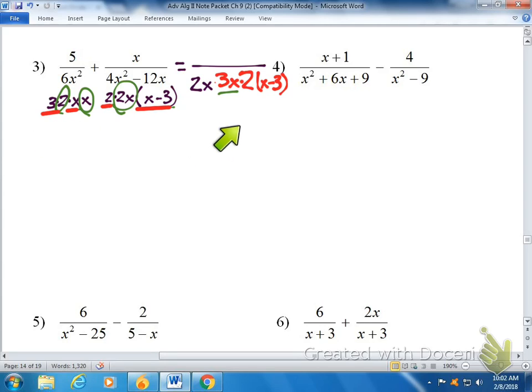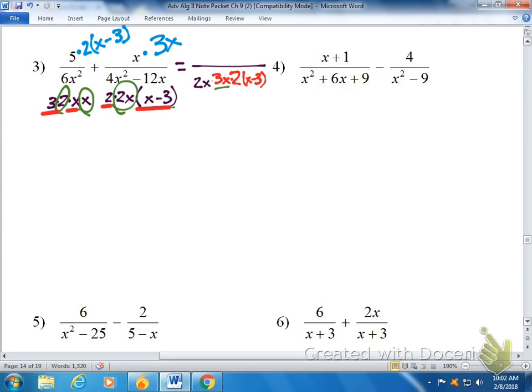So after highlighting what they share and what they don't share, this numerator is going to be multiplied by a 3 and an x. This numerator, the 5, is going to be multiplied by a 2 and an x minus 3, because that's what it is missing. All right, so we're going to multiply 5 times a 2 and an x minus 3. We're going to multiply the x times what it's missing, which is a 3x.